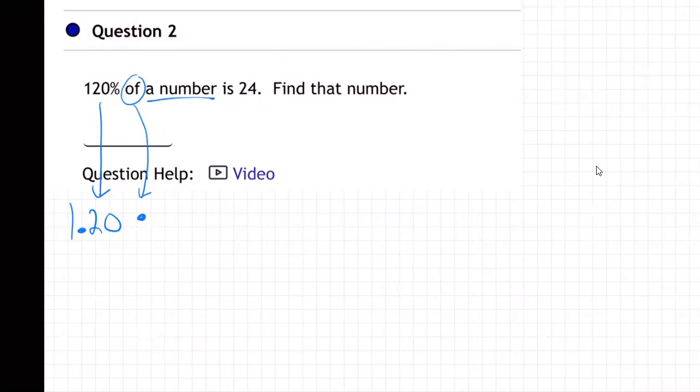a number. I don't know what that is. Call that N for number or X or whatever you want. But it's unknown. I don't know what it is. It's like me saying, I'm thinking of a number. You don't know what my number is, right? Is, what is the is? Equals? Yeah, that's always our equals, right? If something is something, it's equal to it. And then the 24.